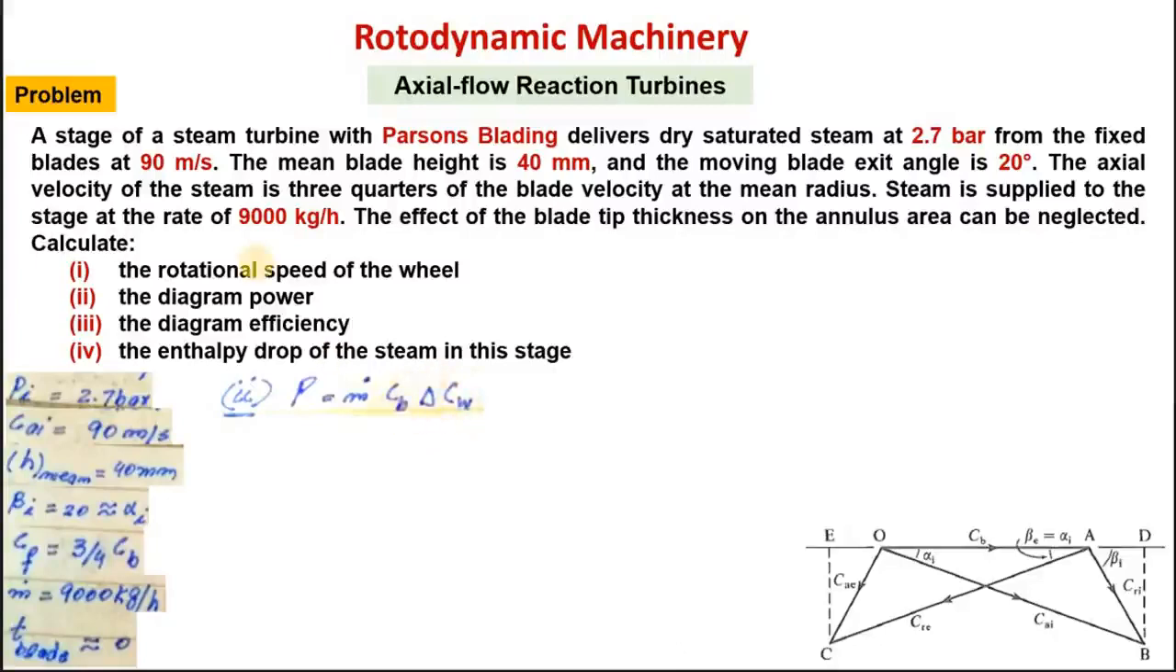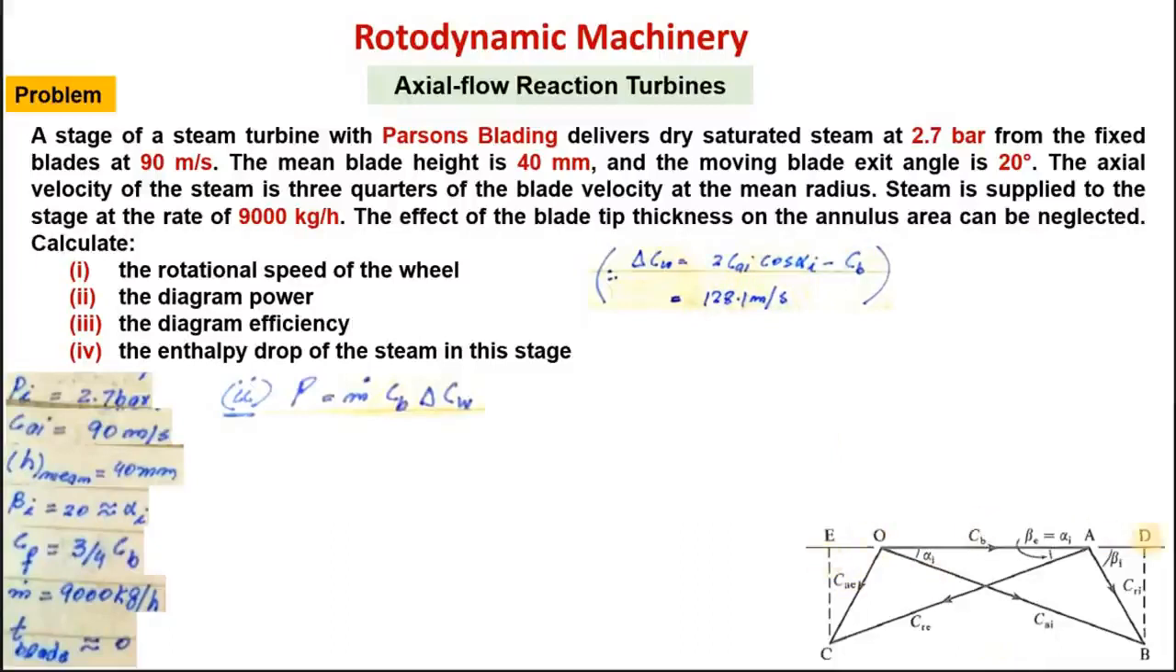Right, CB is already calculated in part 1. Now we need to calculate delta CW. To calculate delta CW, there are two possibilities. One is to draw the velocity triangle on scale and find out this length ED, that is delta CW, change in velocity of whirl. Or the other method would be to use the equation which we derived for reaction turbine, delta CW for 50% reaction turbine, that was 2CAI cos alpha I minus CB. So this will be more accurate.